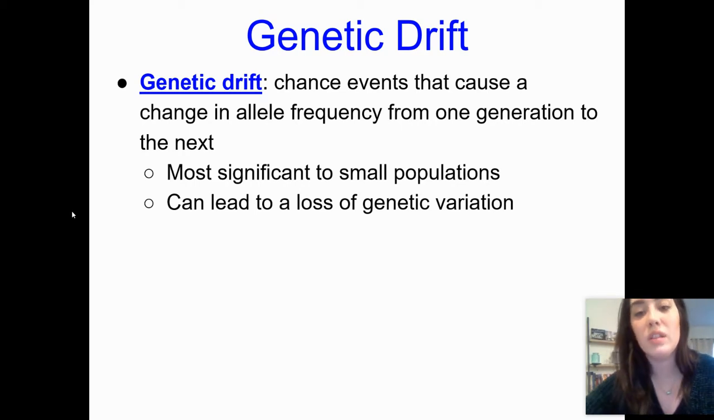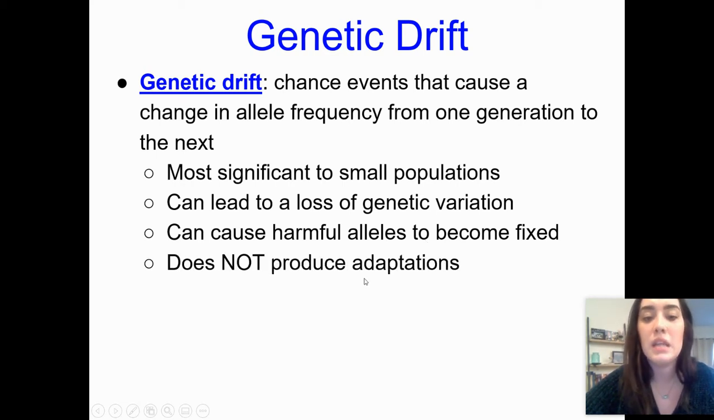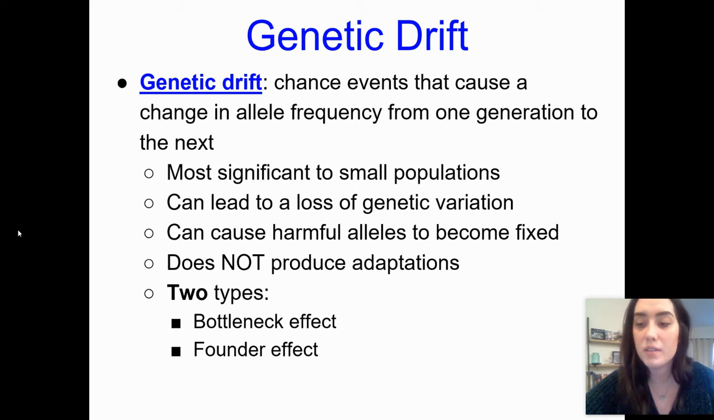So this can lead to a loss of genetic variation, and it usually does, and you can see why in a second. And it can also cause harmful alleles to become fixed, which is not a good thing. And it does not produce adaptations. So there are two types of genetic drift: the bottleneck effect and the founder effect, and we'll go into both of those in detail.